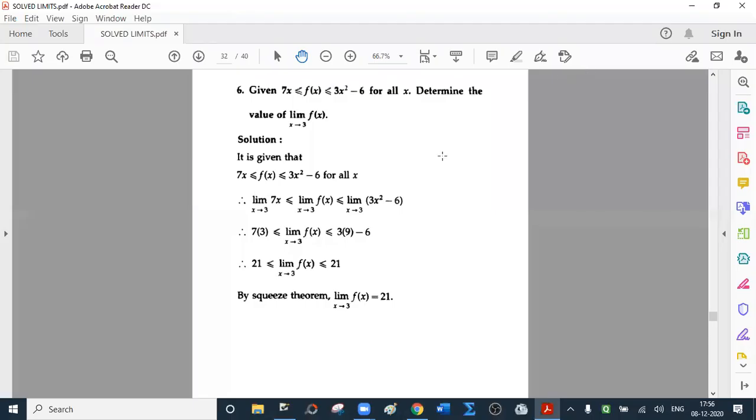Now sum number 6, let me explain. Given 7x less than or equal to f(x) less than or equal to 3x square minus 6 for all x, determine the value of limit x tends to 3 f of x. Now we are given this. Take the limit. What is the limit of 7x as x tends to 3? 21. What about this? 21, right? So 21 less than or equal to limit f(x) as x tends to 3 less than or equal to 21. So by the squeezing theorem, what is the value of the limit? It is nothing but 21.